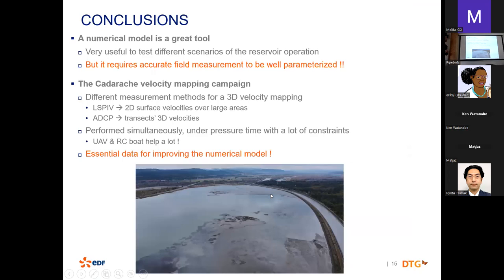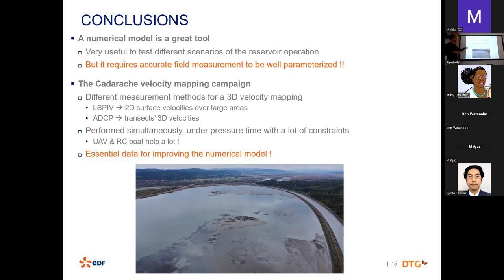Okay, so when we have to deal with those complex hydraulic structures, a numerical model is a great tool because you can play a lot of different scenarios. But you can see that it's a very complex hydraulic structure with 3 gates for the entrance and then a recirculating area. So it requires accurate field measurements to be well parameterized. So we had to conduct this velocity mapping campaign, and we decided to use LSPIV and ADCP to have this 2D large scale and also the 3D transect using the ADCP.